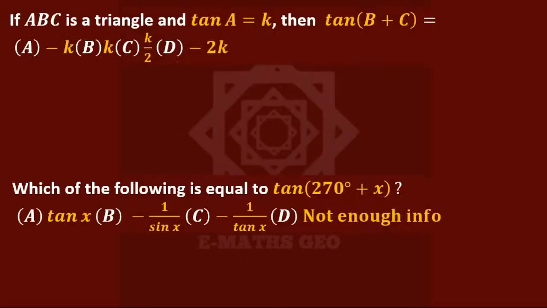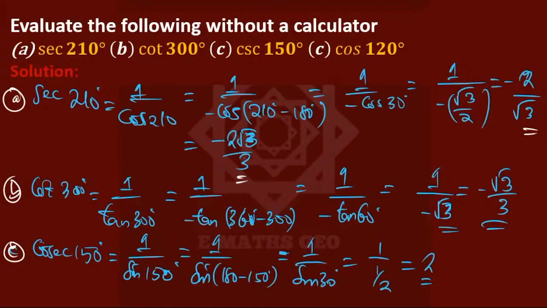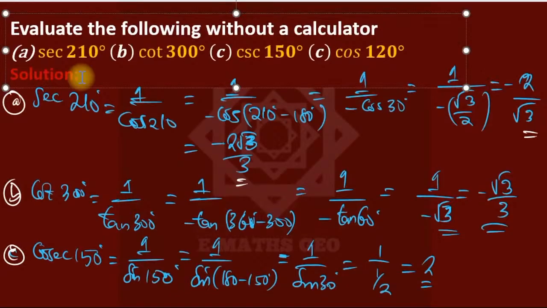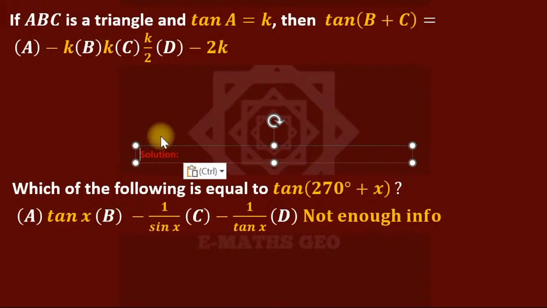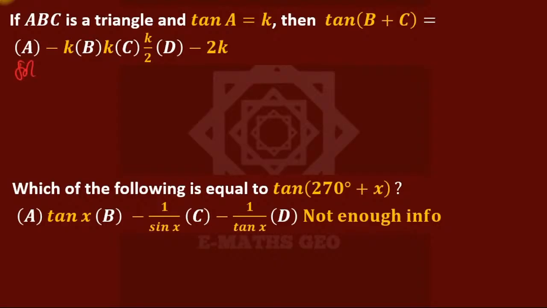Look at this one. We're moving to another question. They said if triangle ABC, that's ABC is a triangle, tan A is K, then tan (B plus C) is dash. This question is still simple, yes. Let me just write that.